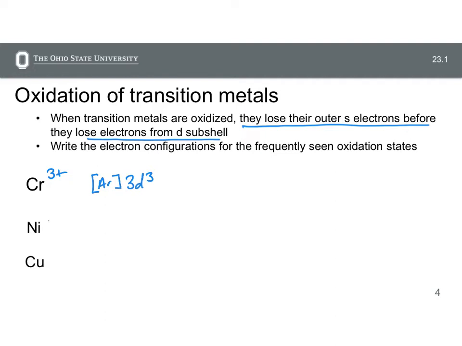For nickel, we'll often see a 2+. And for copper, we'll also often see a 2+. There are other states, such as 6+. Hexavalent chromium, if you've heard about hexavalent chromium, that's essentially when the electron configuration gets down to the noble gas core electrons. Okay. Oh, 6+.